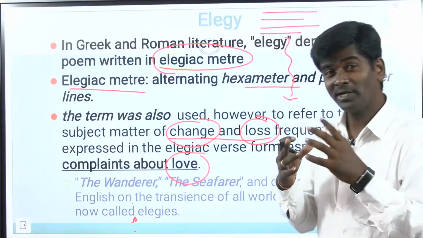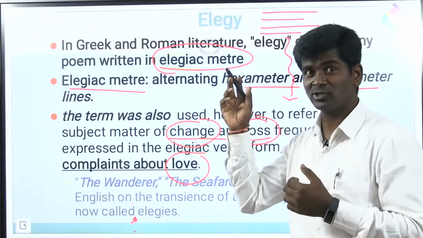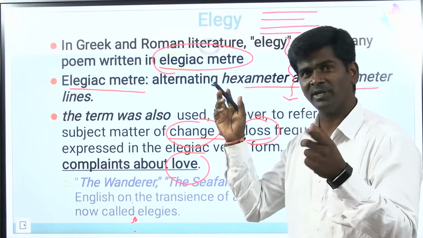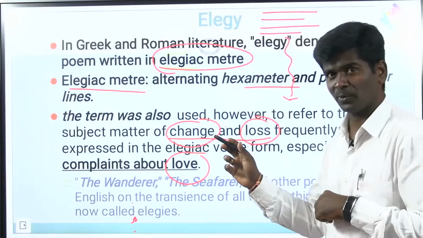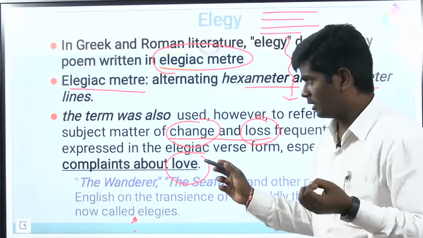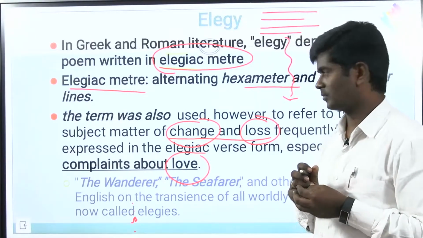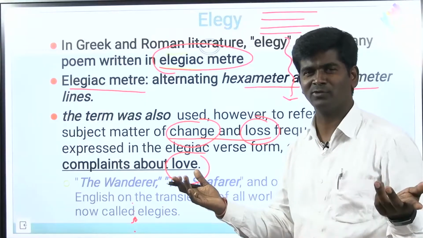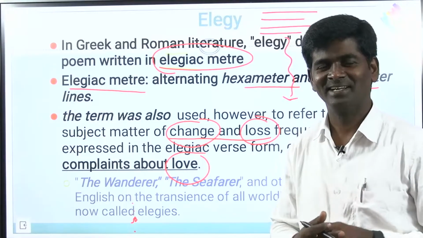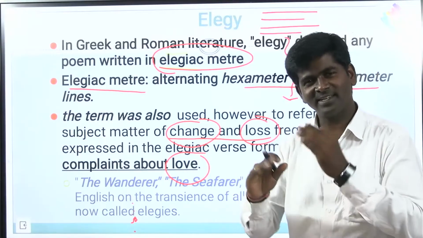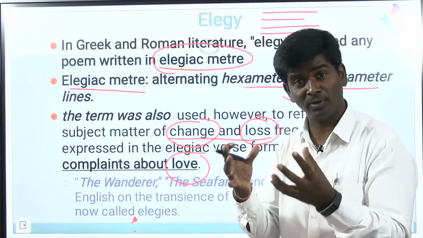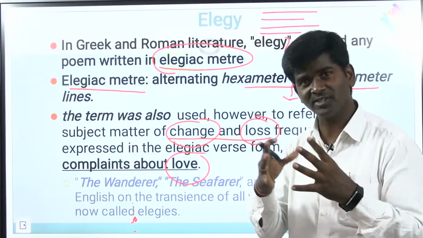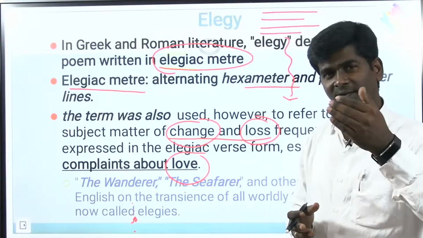So what is elegy? Elegy refers to a poem that is written in the elegiac meter. That's one meaning. Second meaning, elegy refers to a poem that talks about change of love or loss of love. My love is gone, for example, you can say. So to talk about the loss of love, to talk about the change of love also can be termed elegy.